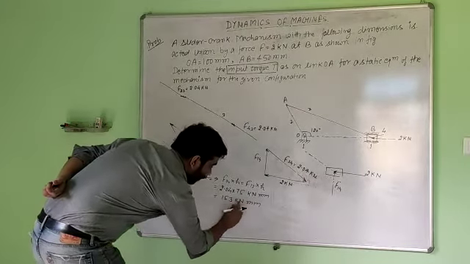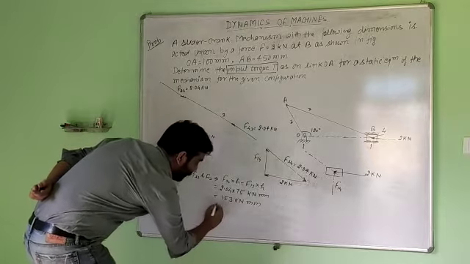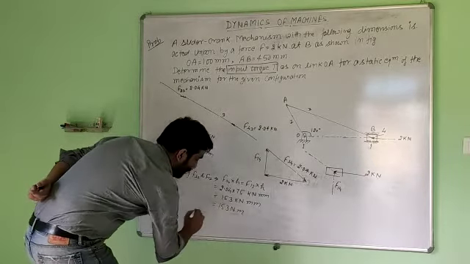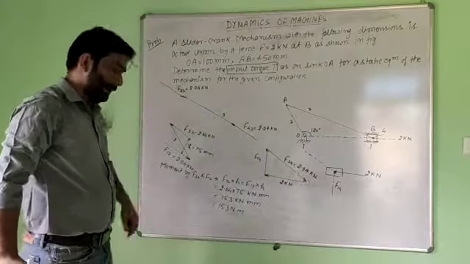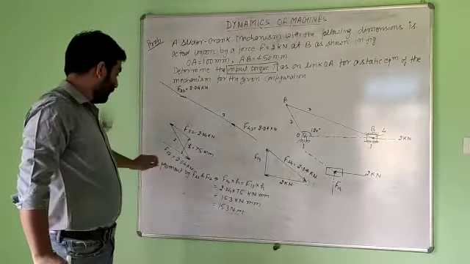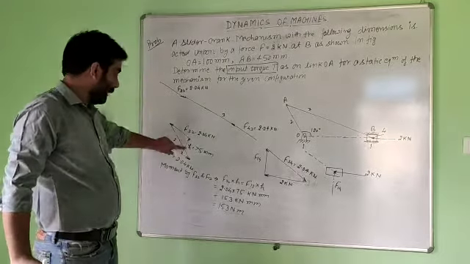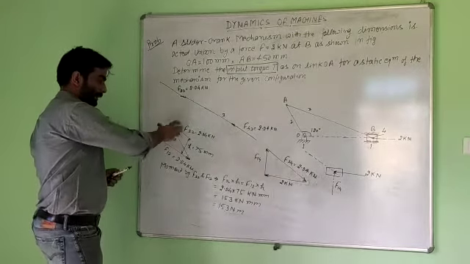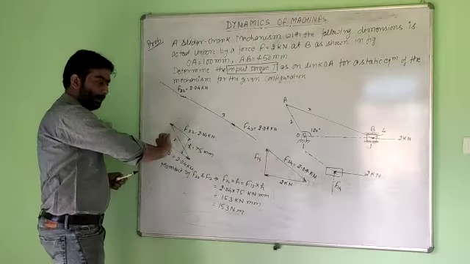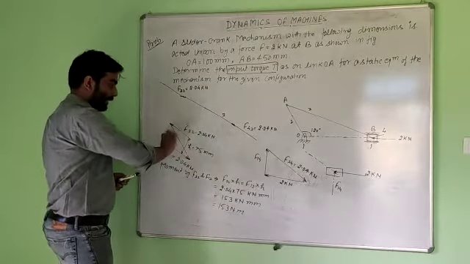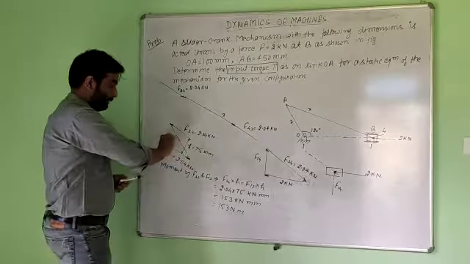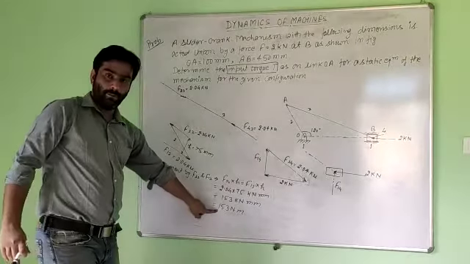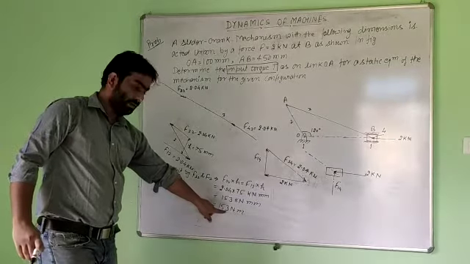kilonewton mm, or we can transfer this kilo to this one. We will have 153 Newton meter. This amount of moment is created by these two forces in the anti-clockwise direction. So for the static equilibrium, we have to apply a torque in clockwise direction, having amplitude of 153 Newton meter.